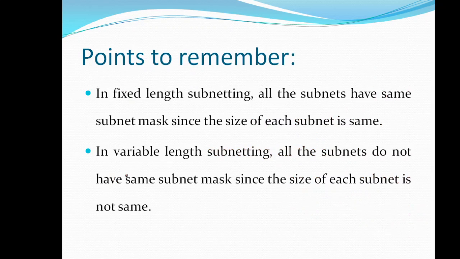Okay, so here are several points you need to remember while discussing subnetting and the subnet mask. In fixed length subnetting, all the subnets have the same size, meaning they have the same number of hosts in each subnet. In that case, the subnet mask is the same for all the subnets. In variable length subnetting, all the subnets do not have the same subnet mask, because they have different sizes.